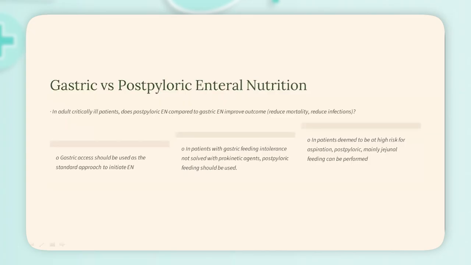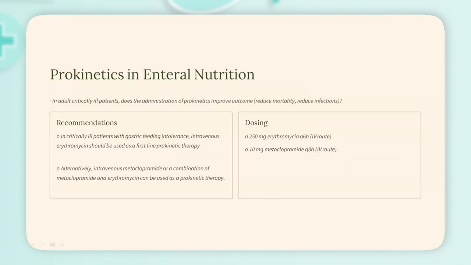Gastric versus post-pyloric feeding. When the gastric residual volume is too high, some centers insert a nasojejunal tube or Frecka's tube across the pylorus of the stomach so that the gastroparesis can be overcome. Otherwise, we can use different prokinetic agents for giving gastric feed. Prokinetic agents are various, like erythromycin and metoclopramide, which can be used in different dosing.